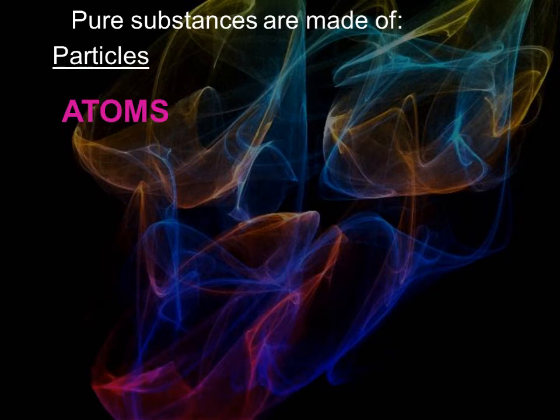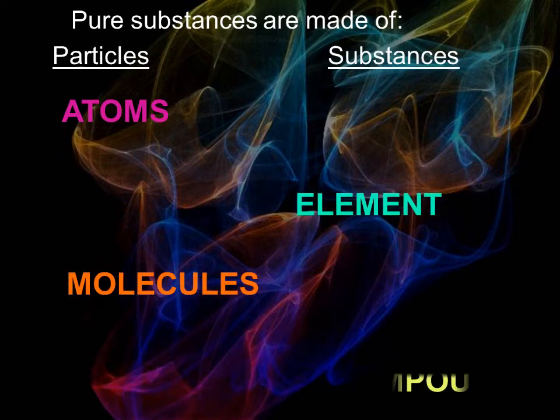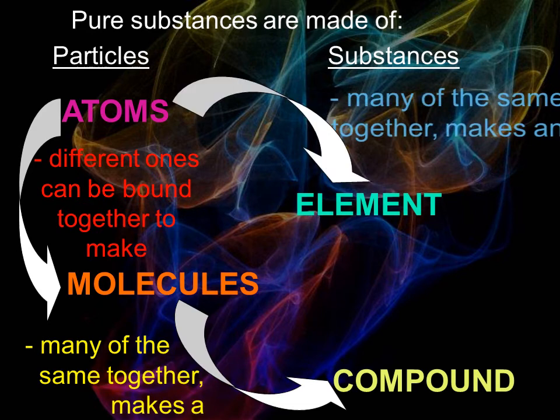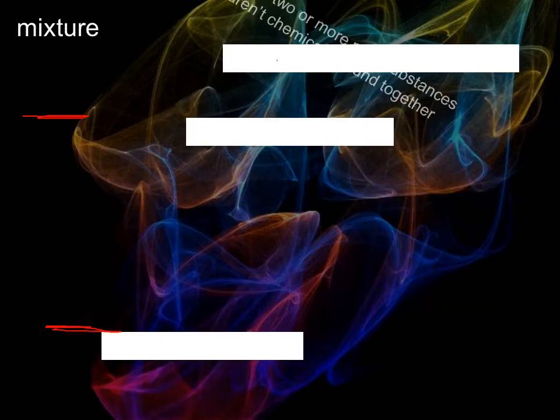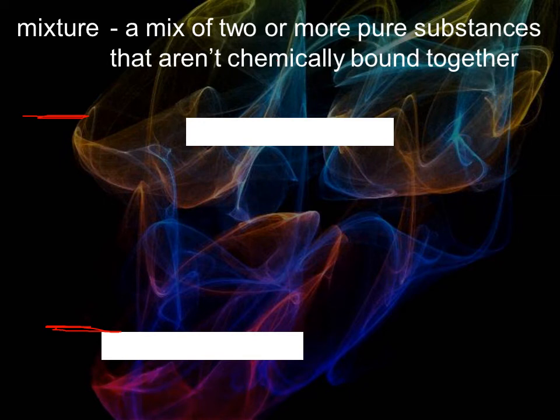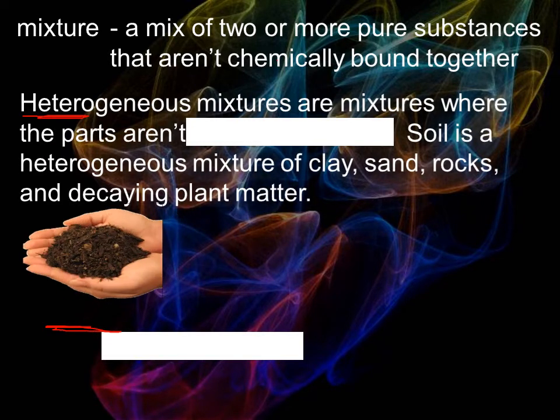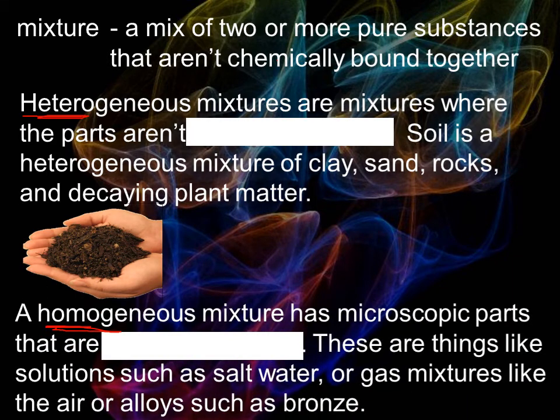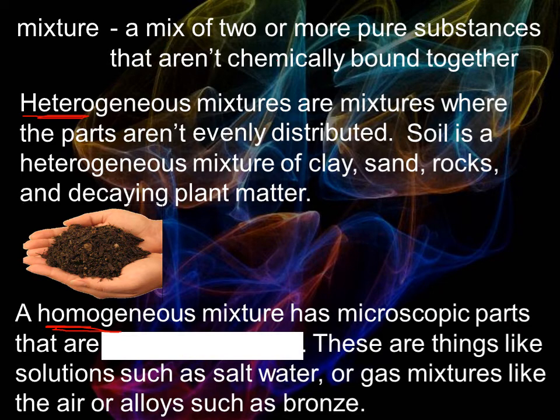So, quick overview. Substances are made out of particles, and those particles could be atoms or molecules. In our mixtures, there are 2 different kinds of mixtures that you could have, big categories of mixtures. It's going to be 2 or more substances that are not chemically bound together. So these are 2 or more different atoms together, but they're not bound, they're not in fixed ratios. You can either have a heterogeneous mixture or a homogeneous mixture.